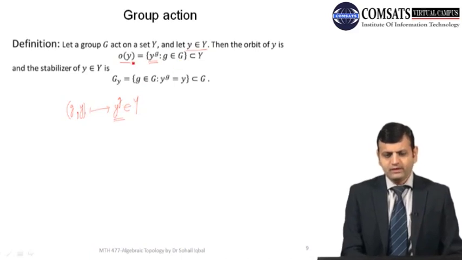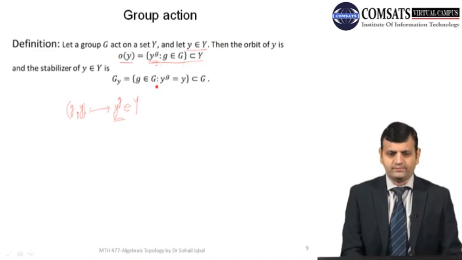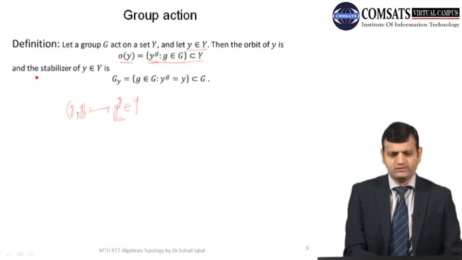Okay, so this orbit of y is basically just take y and apply all the elements of this group G, and the set that you will get will be of course a subset of Y, and this is called the orbit of y. Okay, so we shall see some examples of this definition.